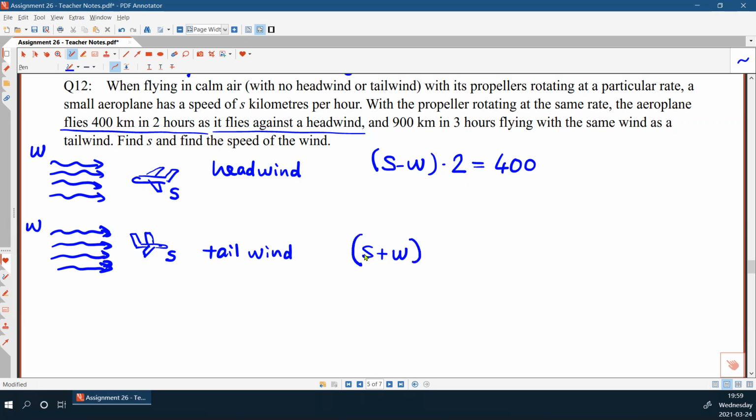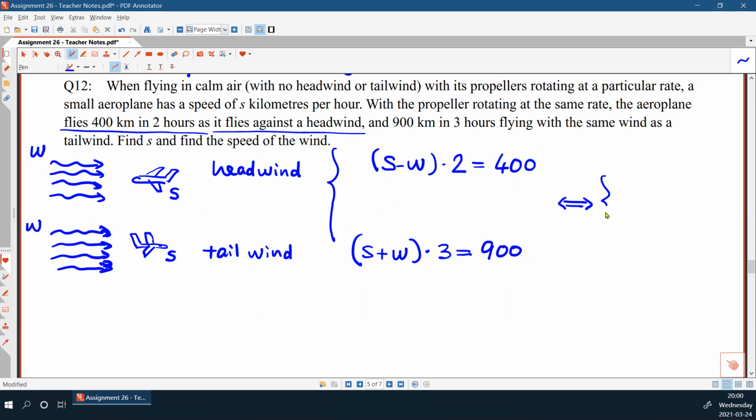Okay, so this is the speed times the time it traveled, which is 3 hours, equals the total distance it traveled, which is 900 kilometers, right? So these are the two pieces of information we know. Here we have two variables and two equations, right? And we should be able to calculate the value of these two variables.